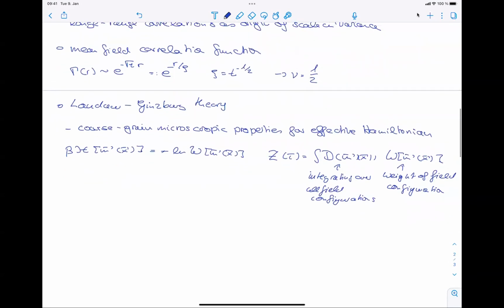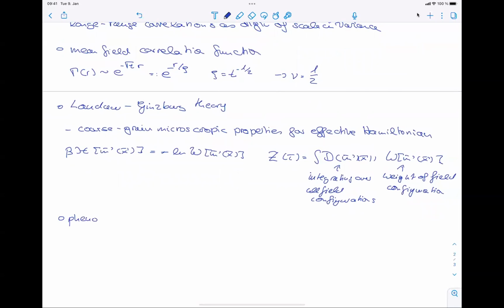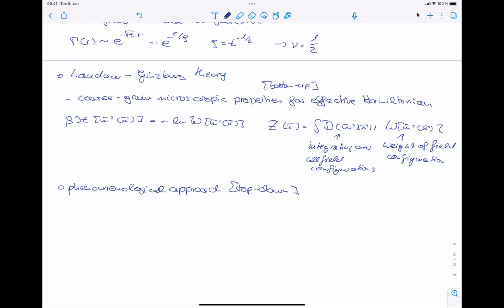And so the phenomenological approach, whereas the coarse graining, that would be the bottom up. We made assumptions, or like we know that the system obeys physical laws, right? And so we can actually just meticulously go through it. What do we know about the system and how does it constrain our effective Hamiltonian?